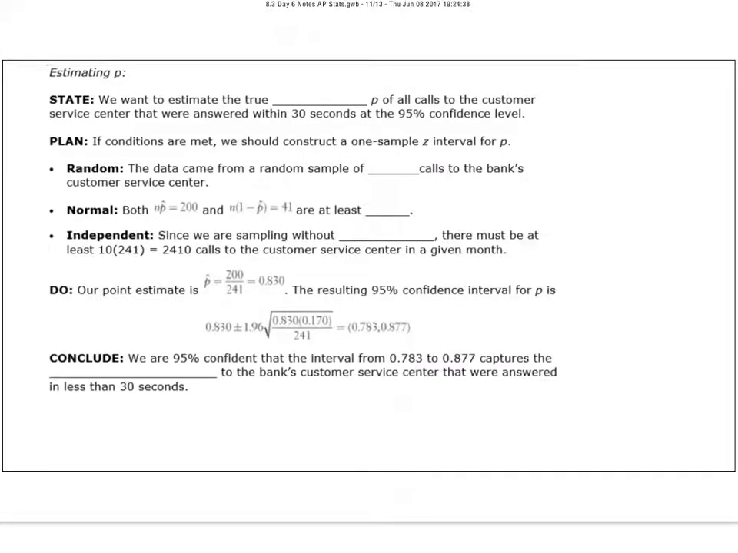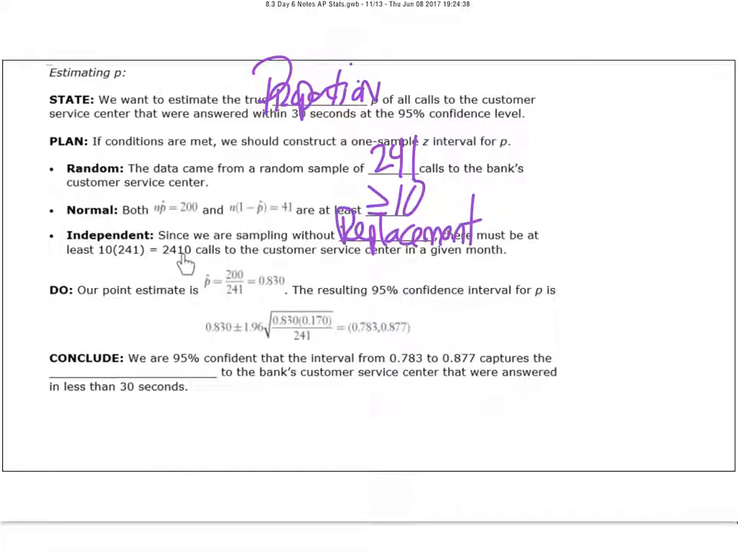They wanted to estimate the true proportion, called p, of all the calls to the customer service center that were answered within 30 seconds at the 95% confidence level. So they're going to do the one-sample z interval for p. They check randomness and realize that they had 241 calls, so it meets that criteria. For normality, when they computed both of these calculations, they both met the requirement of being greater than or equal to 10. For independence, since we are sampling without replacement, there must be at least 2,410 calls in the customer service center.